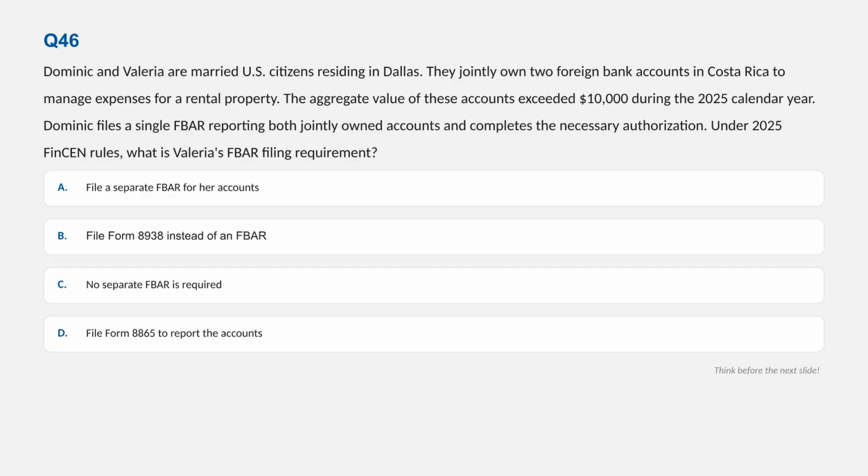A. File a separate FBAR for her accounts. B. File Form 8938 instead of an FBAR. C. No separate FBAR is required. D. File Form 8865 to report the accounts.